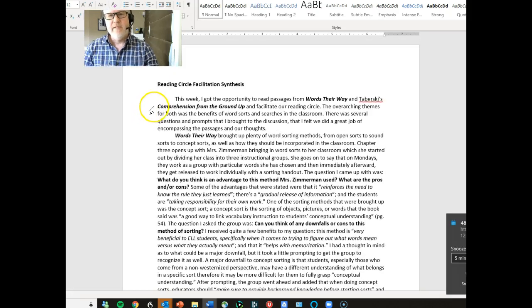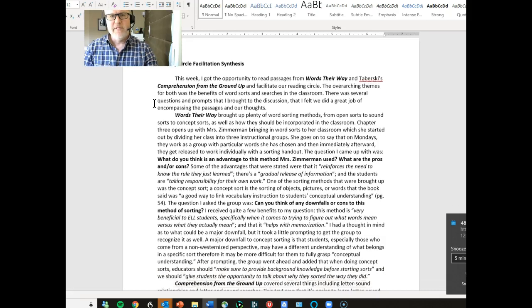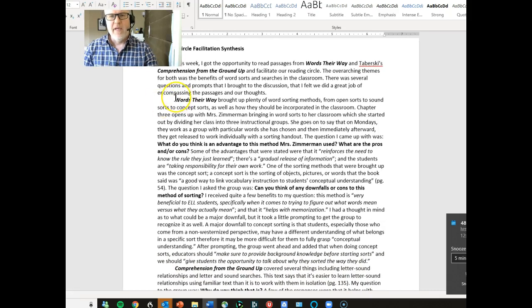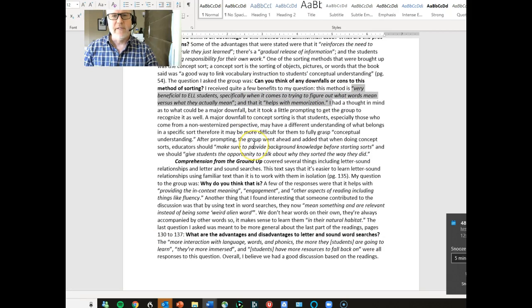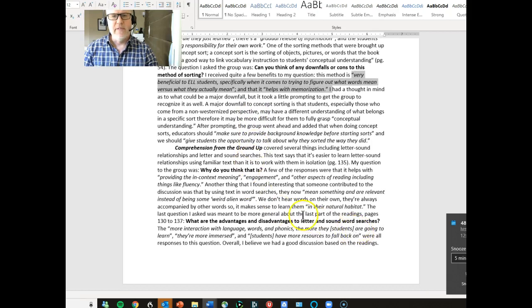And finally, this is somebody who facilitated, and they just kind of embedded their questions inside and talked about how their group members responded to those questions. And they did some direct quoting of members of their group, so they were typing along as the discussion happened. And again, takes about a page.